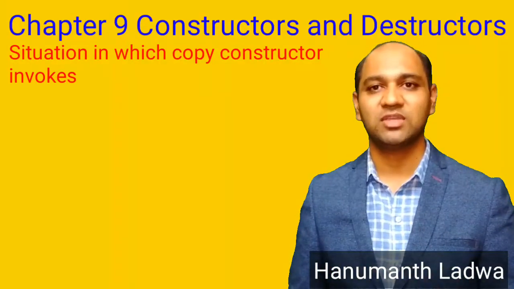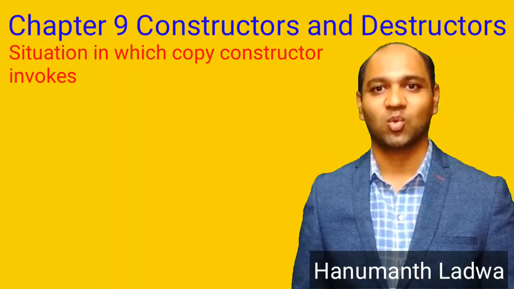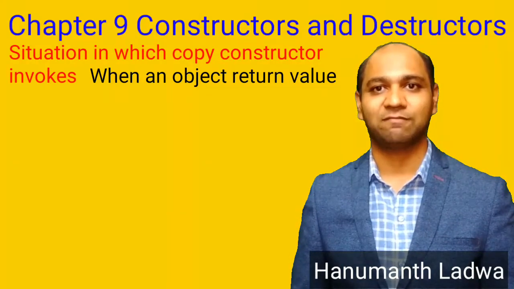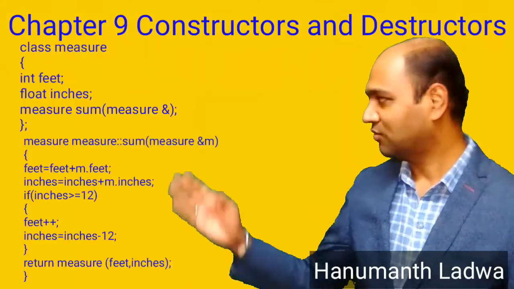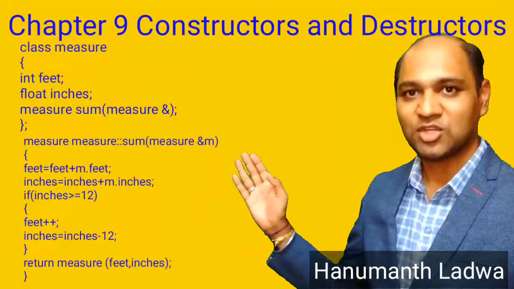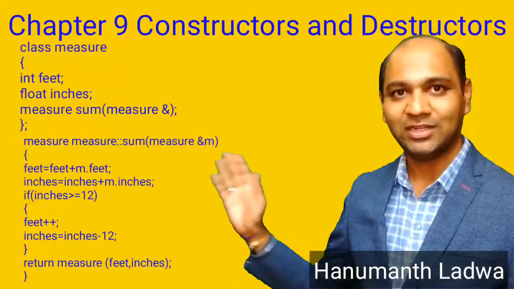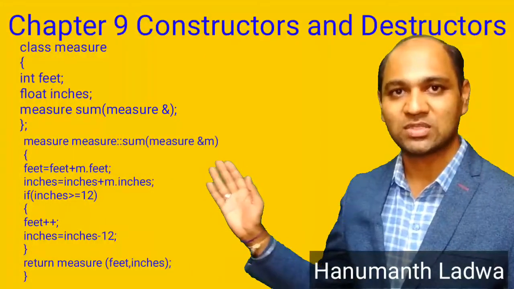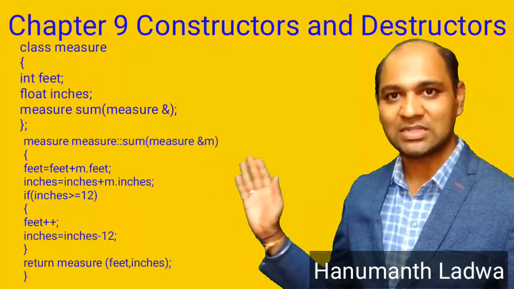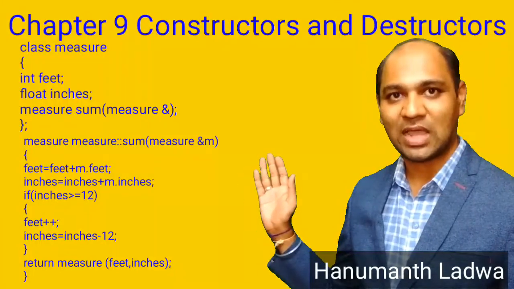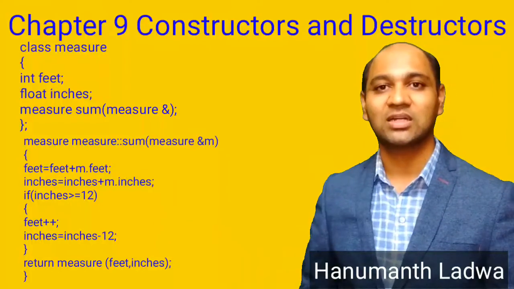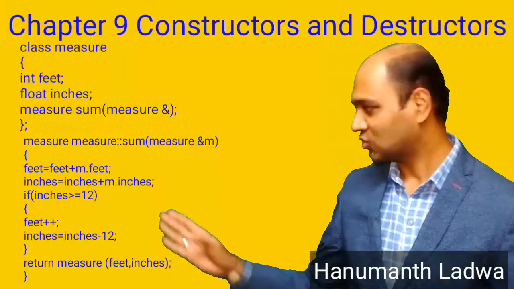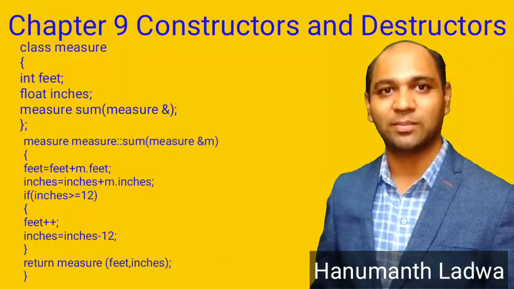The fourth situation in which the copy constructor is invoked is when an object returns a value. Now let us take an example. Here we'll write class measure, curly open brace, int feet, float inches. Measure sum, and inside the bracket we are going to write measure ampersand. So here the first measure represents the return type of the function sum. Then curly closing brace and put a semicolon.